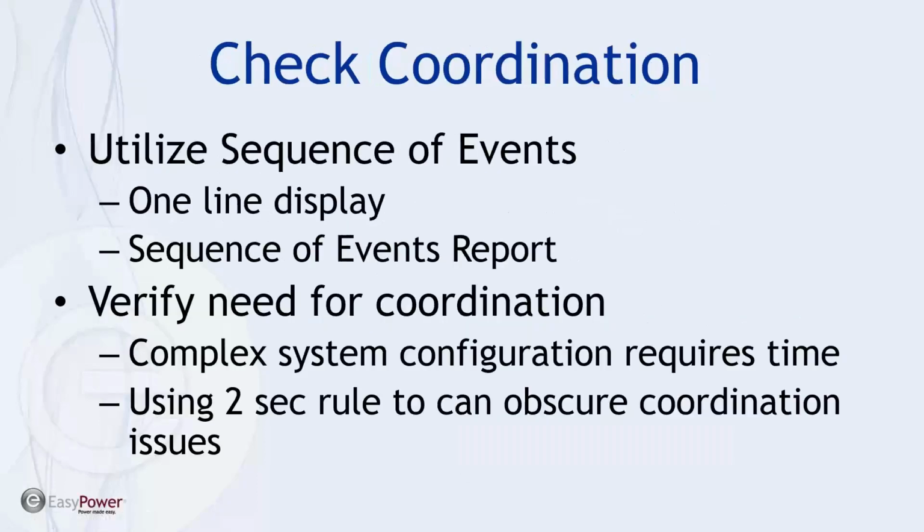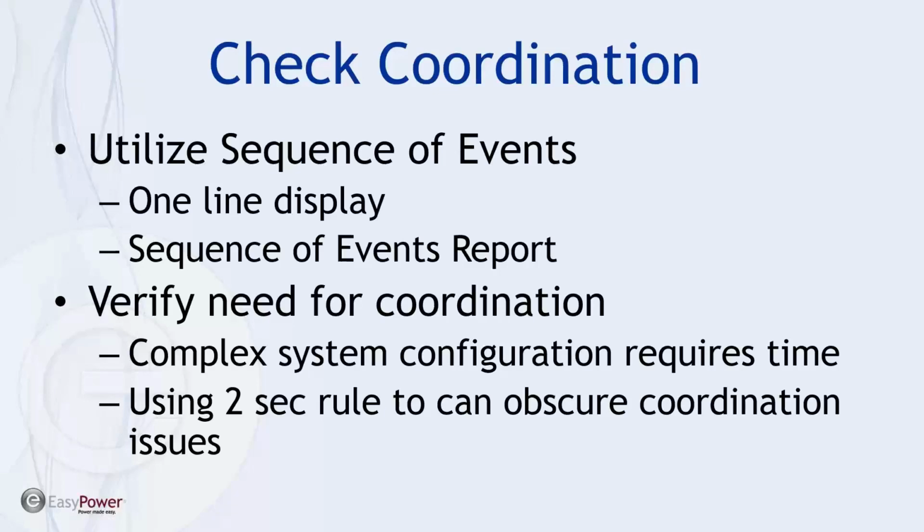Now that we're happy with short circuit, and we've corrected the errors there, we want to check coordination. It's not necessary to do a complete coordination study in every arc flash assessment. It is necessary to check equipment coordination, and this is probably most easily done with a feature called the sequence of events. And this is a very vital tool.